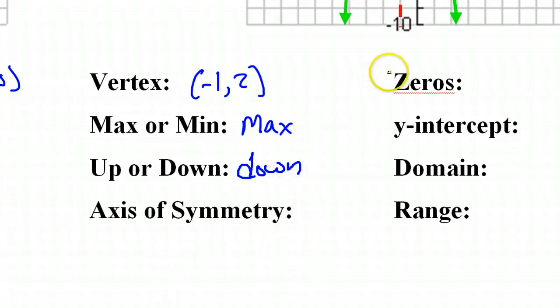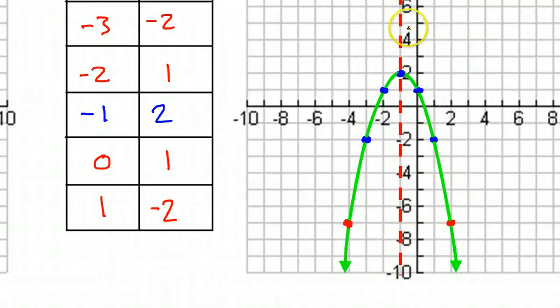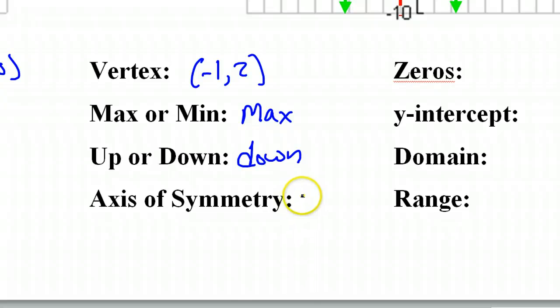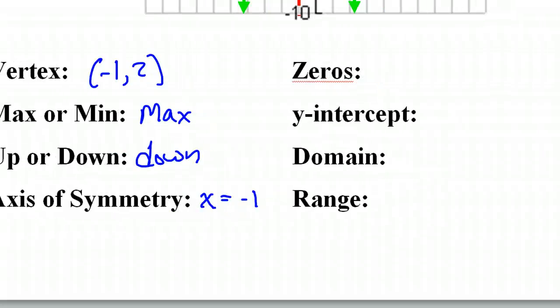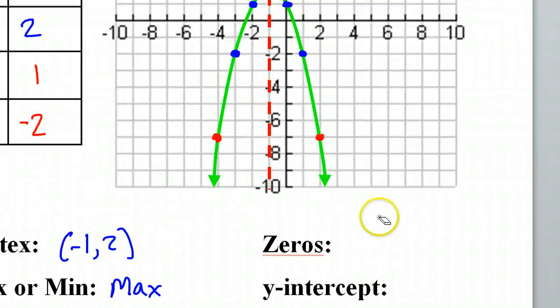The axis of symmetry. Alright, is this dotted line that we drew right down the middle. It's a vertical line at negative 1, so we will write x equals negative 1. Please make sure you write x equals. That's not optional. This is the equation of a line. If you just put negative 1, that's not the equation of a line. That's just a number. At best, that's a dot. Not good enough.